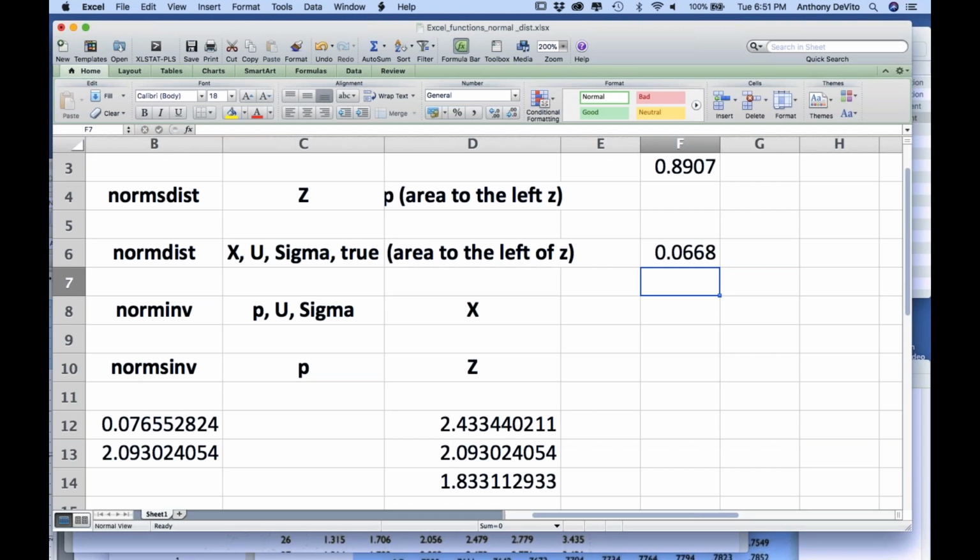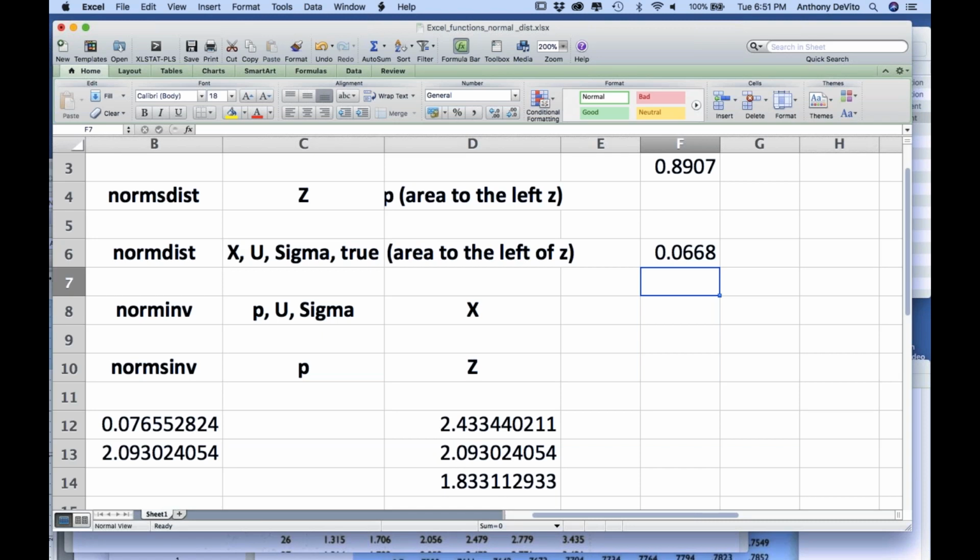It saved you a step. You didn't have to calculate the z-score first and then use NORM.S.DIST. See, that's the difference between NORM.DIST and NORM.S.DIST. The S stands for the standard normal distribution, where you give it a z-score and it gives you a p-value, or you give it a p-value, it gives you a z-score. NORM.DIST and NORM.INV will give you the whole ball of wax. You can put in all of your values and skip the calculation of the z-score.